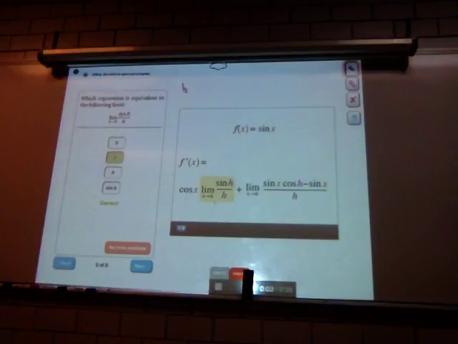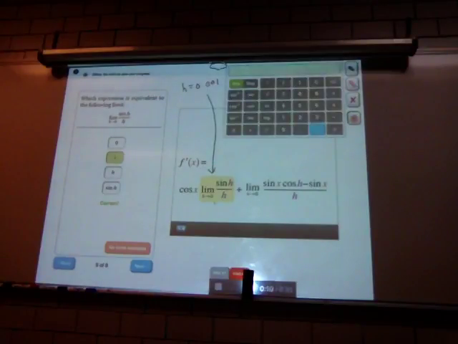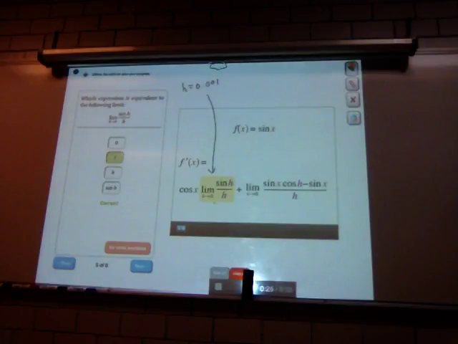Let's try plugging in h equals 0.001 into this expression down here. We take out the calculator and evaluate sine of 0.001 divided by 0.001. We get a number that's very, very close to 1. So this limit is approximately equal to 1, and if you try plugging in an even smaller number, you'll find that you get even closer to 1. So that's the answer.